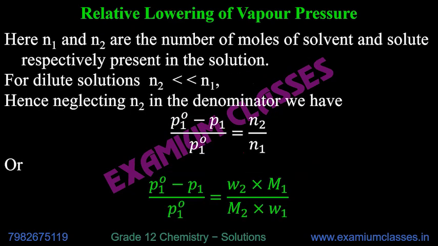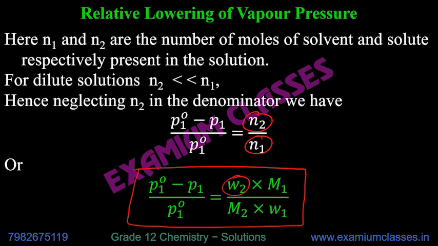So in the denominator, N2 is neglected. And then number of moles of solute will be given by mass over molar mass, and number of moles of solvent will be given by mass upon molar mass. So you will usually use this formula if the values are given in mass and molar mass. Okay.